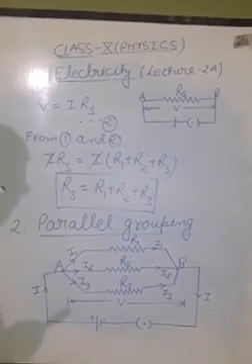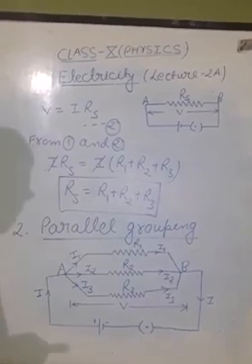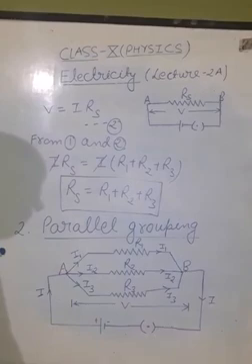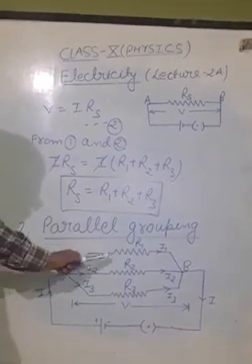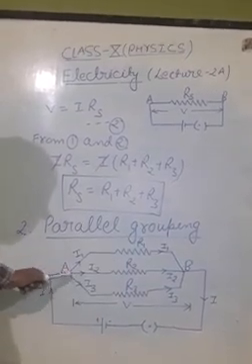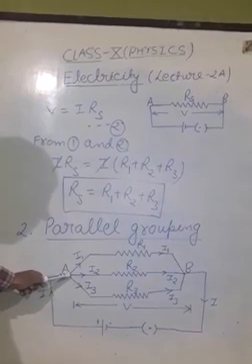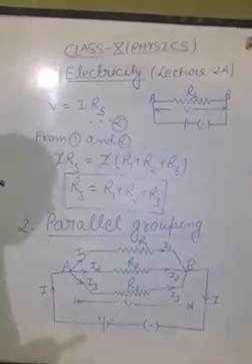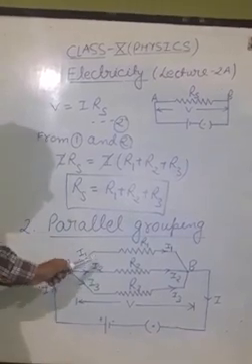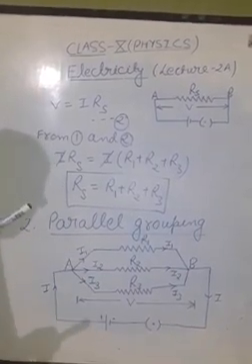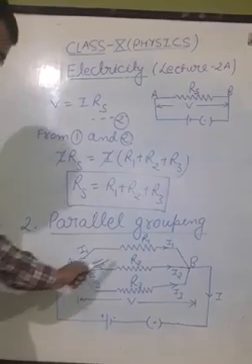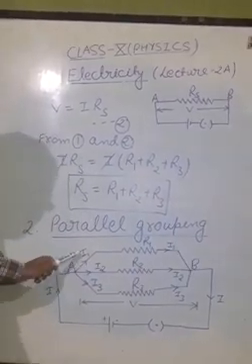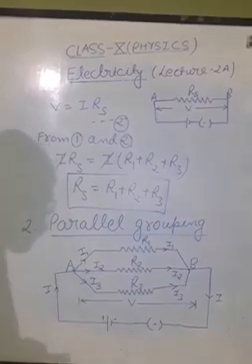Second one is parallel grouping of resistances. So this is the parallel grouping. So in parallel grouping, one end of all the resistances is connected at one point and the other end is connected at another point. So in parallel grouping, what is the property? The potential difference across each resistance is the same, but the currents through them are different.